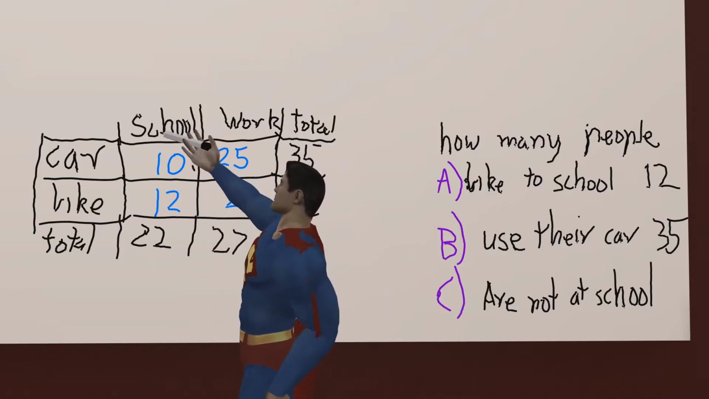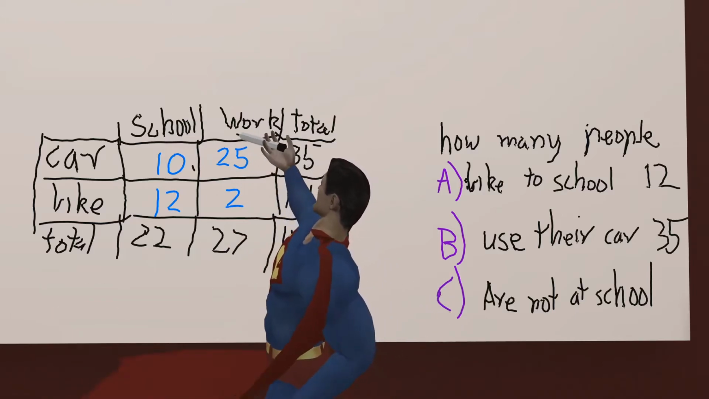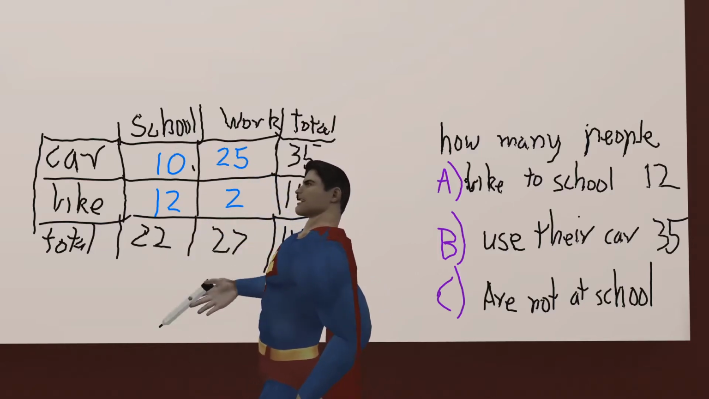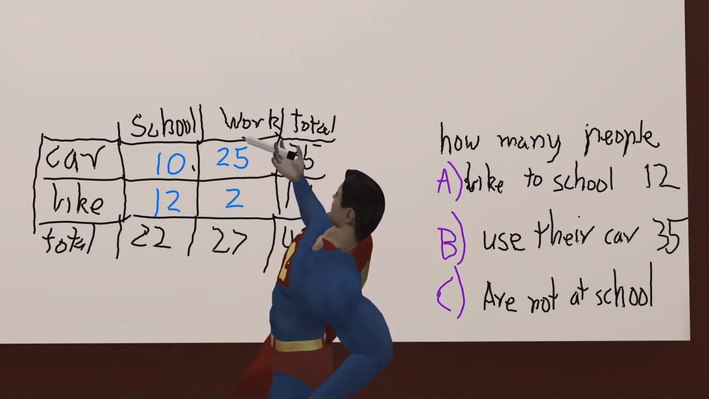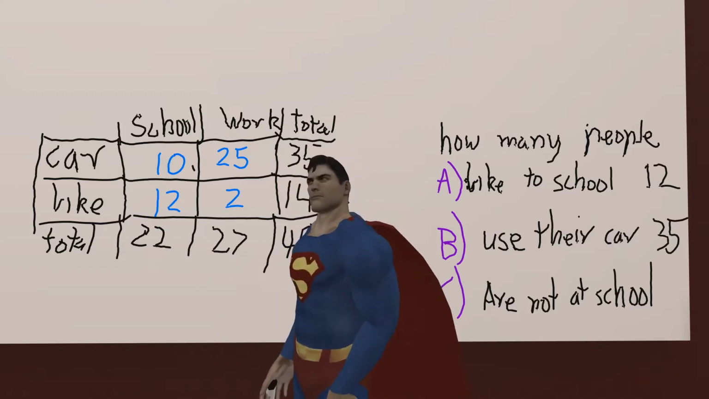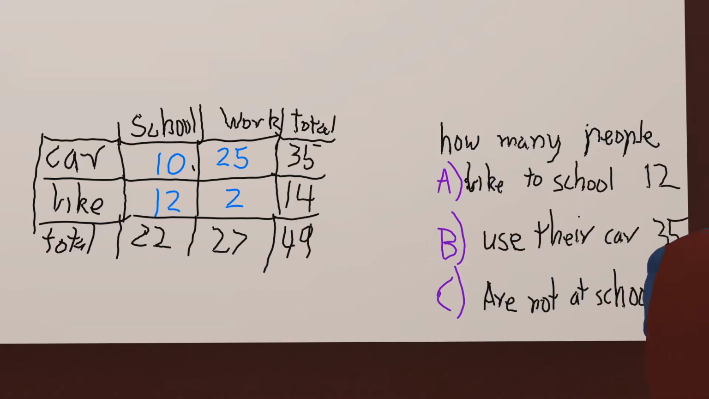So this is the school column, but we don't want it. So that means we're looking at this column because we've gotten rid of that one. So the number of people who do not go to school is 27. Let's write that in.